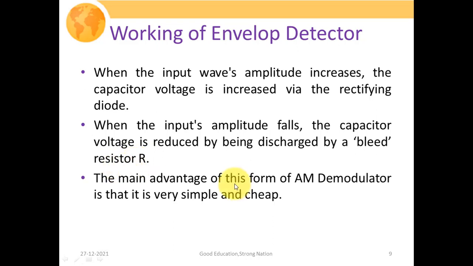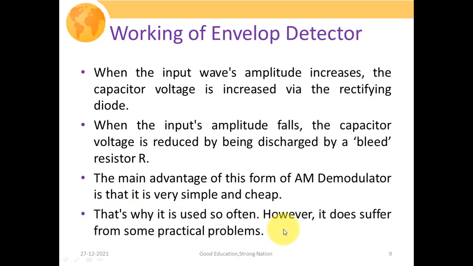The main advantage of this form of amplitude demodulator is that it is very simple and cheap. As we have discussed, its circuit contains only a diode, resistor, capacitor, and a low pass filter. Due to its simplicity, it is widely used, which is why it is used so often. However, it does suffer from some practical problems that we will discuss later. What are the problems associated with the envelope detector? But first of all, let us discuss an important parameter, the time constant of the capacitor, and how it affects our signal detection.